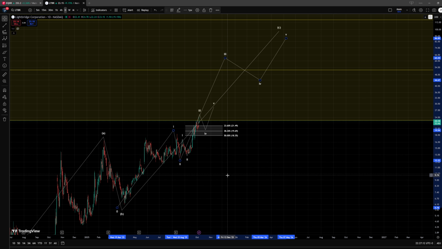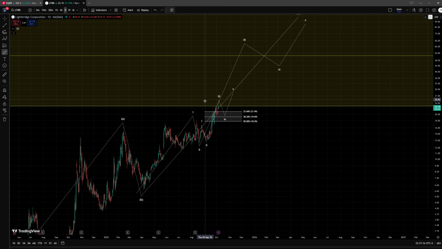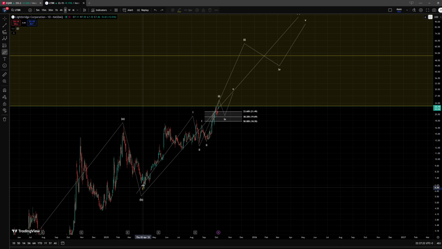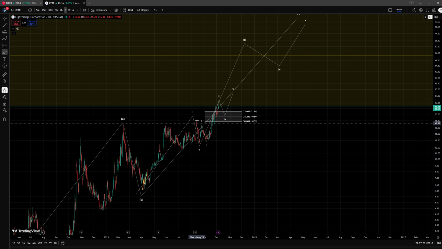The wave C must always be a 5-wave structure, and within the wave 1 I am tracking it as a leading diagonal in a wave 1. So the internal structure is an ABC in the wave 1, ABC in the wave 3, ABC in the wave 5. All good and fine.